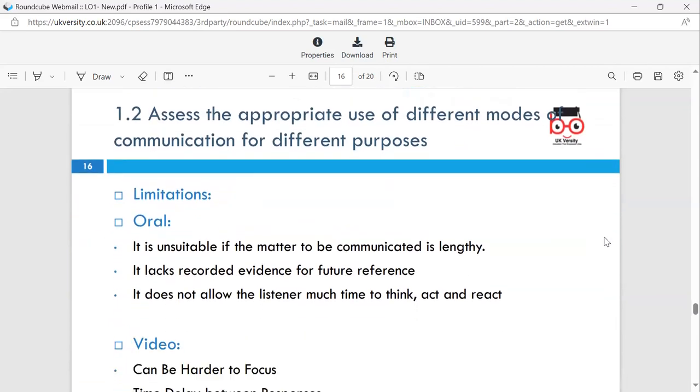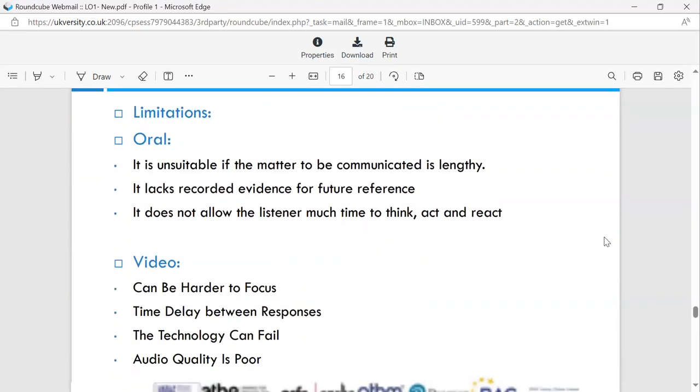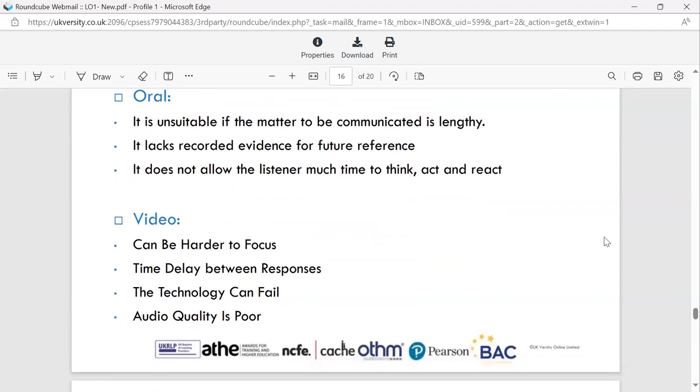1.2, assess the appropriateness of the use of different modes of communication for different purposes. Limitations: oral is unsuitable if the matter to be communicated is lengthy. It lacks recorded evidence for future reference, and it does not allow the listener much time to think, act and react. Now, by video, there are some limitations.